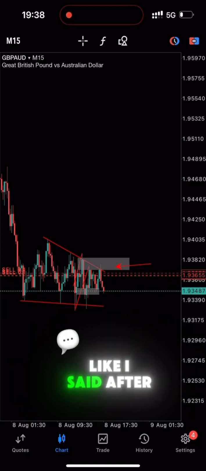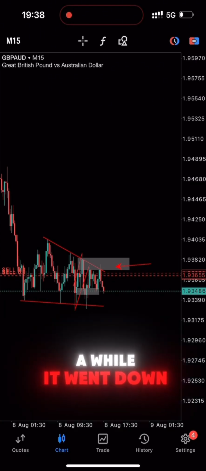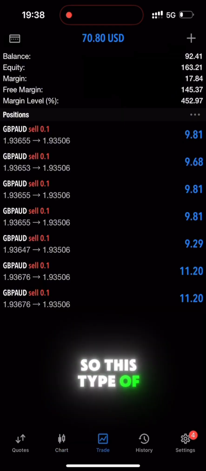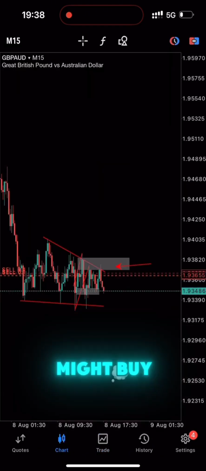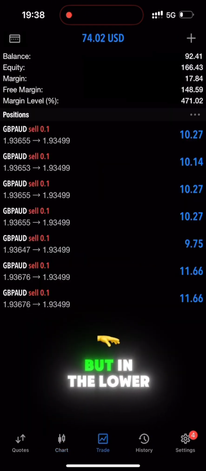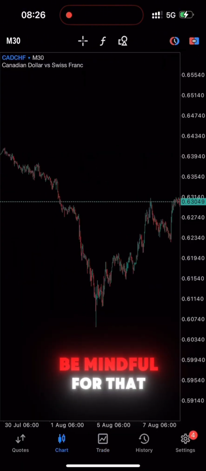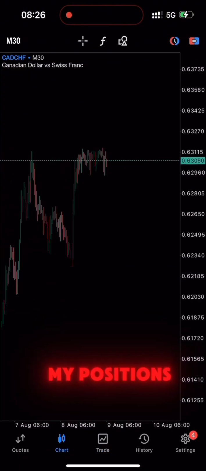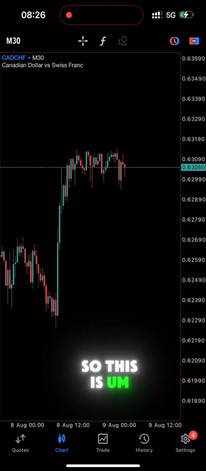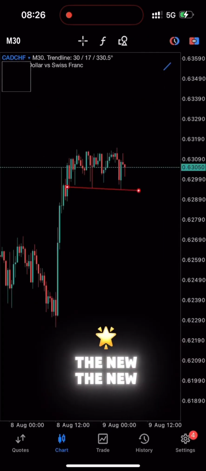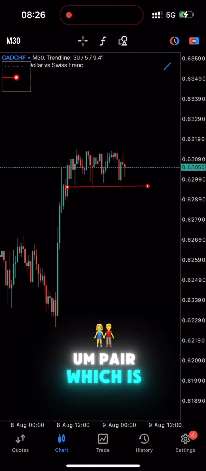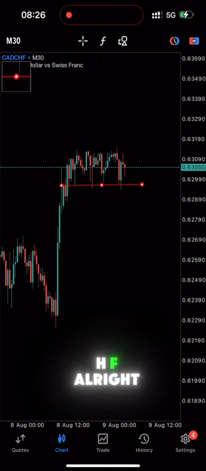Like I said, after a while it went down. So this type of market structure, later on it might buy, but in the lower time frames it will be selling. So you have to be mindful of that. And then I close my positions. So this is the new pair, which is CAD CHF.